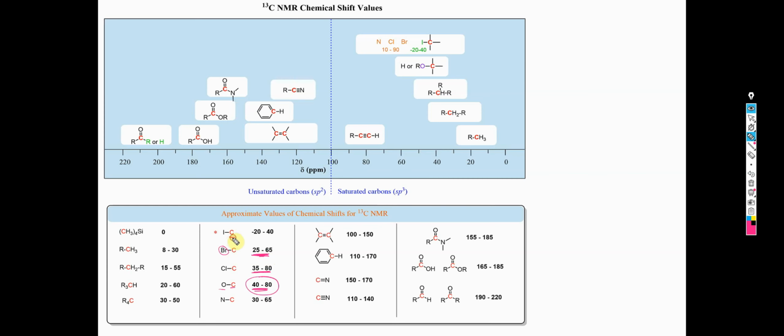And again, if you go to an iodine-carbon bond, the carbon is going to appear from 20 to 40 ppm. That's that. And if you look at a carbon connected to a nitrogen, it is going to be very similar to what you have for oxygen-carbon, except it is going to be at a lower ppm value because nitrogen is less electronegative, making this carbon slightly more electron rich than that carbon over there. That's basically based on inductive effect.